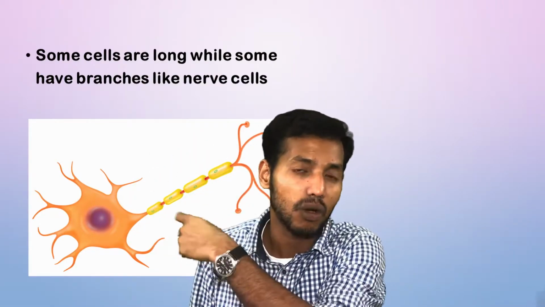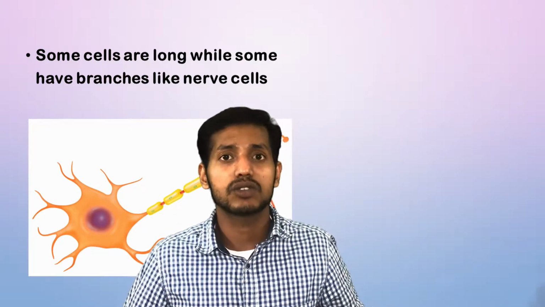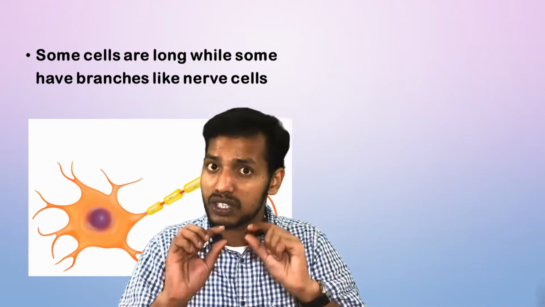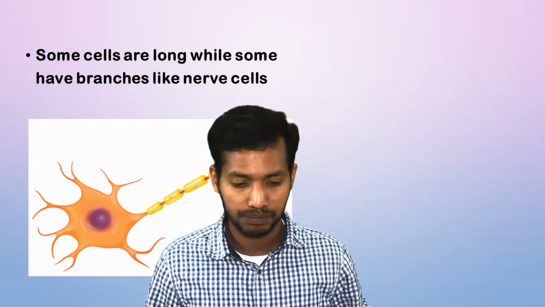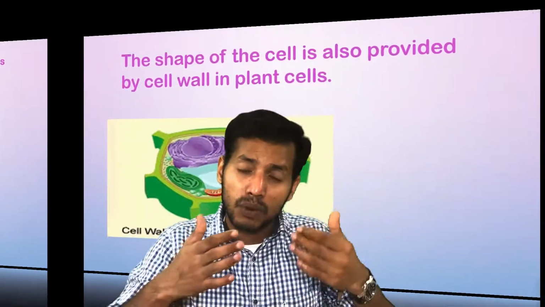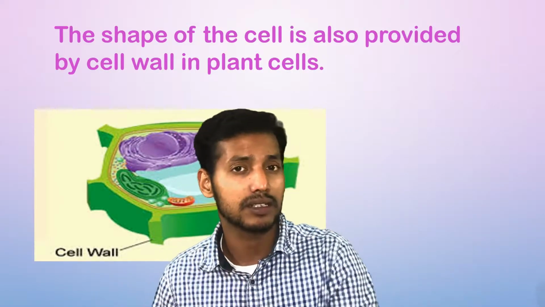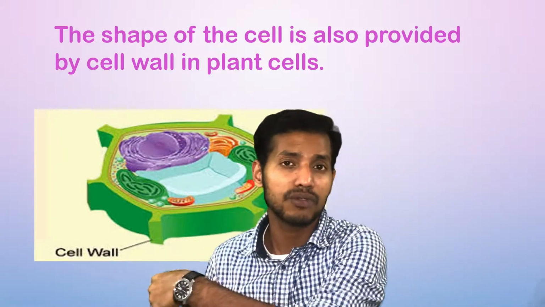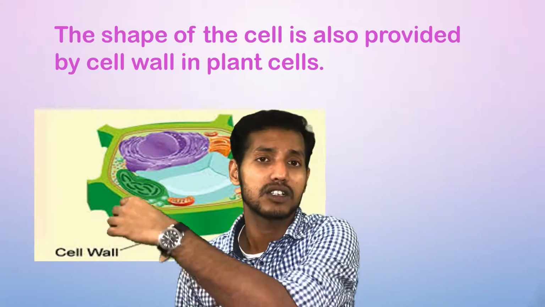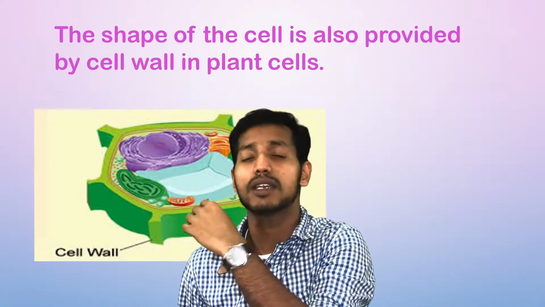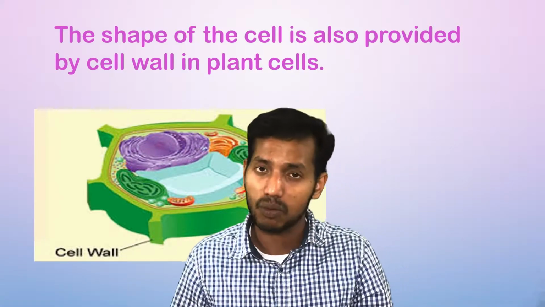So why is it long and branched? Because it needs to form a network to transfer messages from different parts of the body to the brain. So the shape of the cell depends upon the function that the particular cell performs. Shape of the cell is also provided by the cell wall present in plant cells, because in plant cells one more additional part is the cell wall. It is an outer covering of the cell. So for plant cells, the cell wall provides the shape. In animal cells, there is no cell wall. We will discuss in detail in a later session the cell wall and the cell membrane.